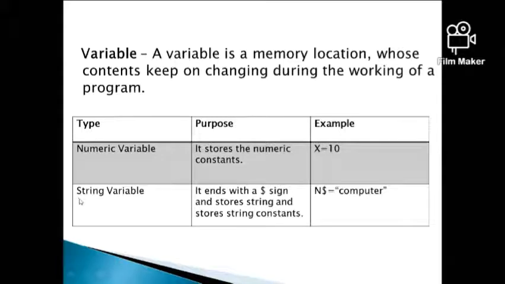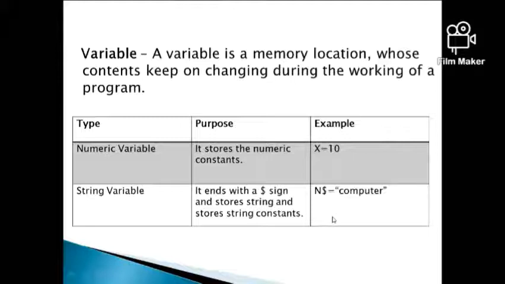Our second type is the string variable. A string variable ends with a $ sign. This is the $ sign, and it stores string constants. For example, a$ equal to "computer". Here computer is written between these two double quotes. It means the computer will understand this word as a string. All these things we have learned in our previous class.